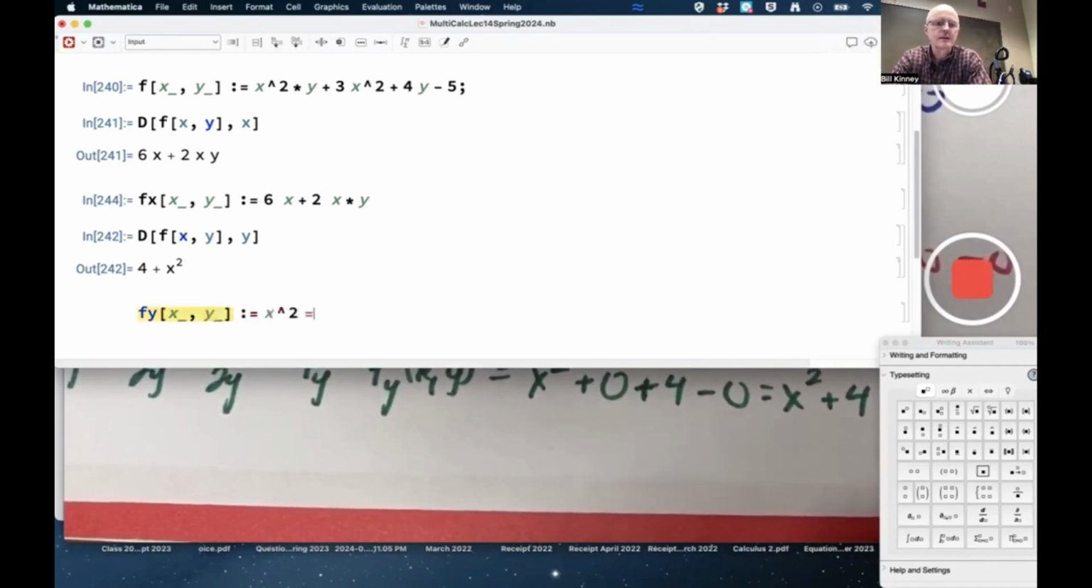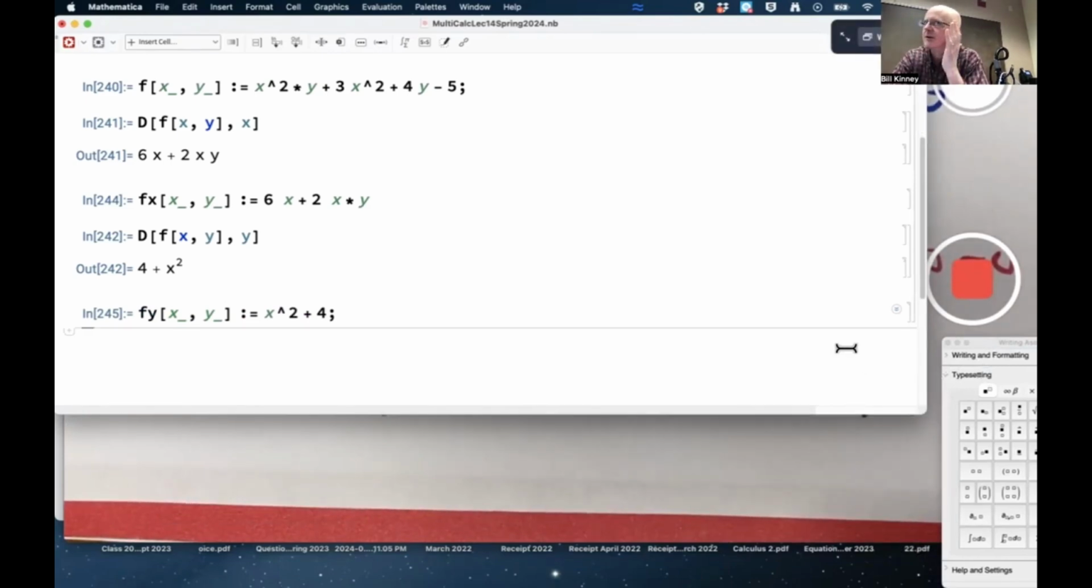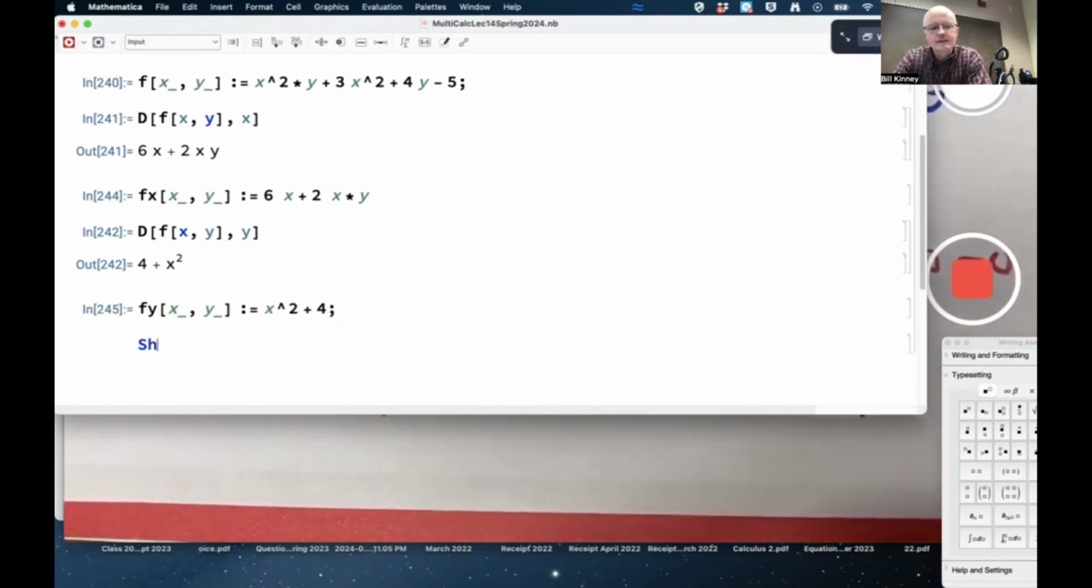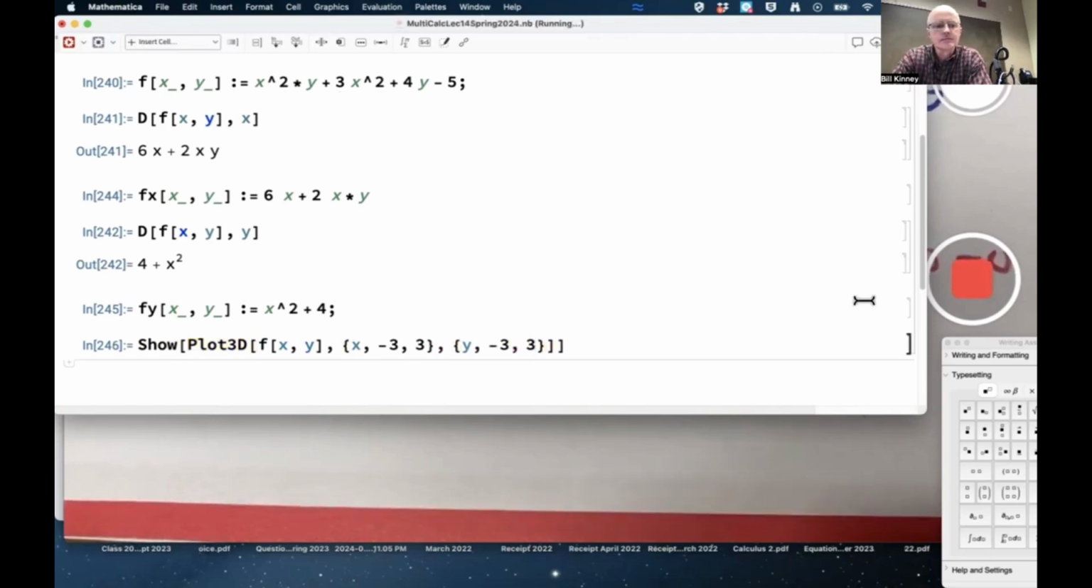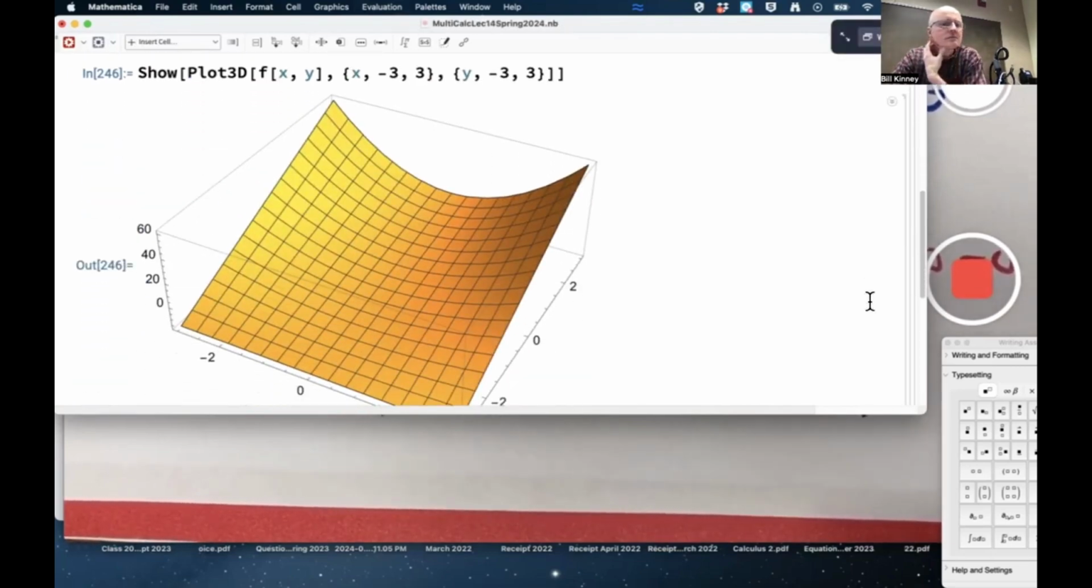I'll just type in this equation here. Okay, how do you interpret these things? Can they be interpreted as slopes and or rates of change? Yes, though you have to be careful. If I plot the original function, Plot3D, there's the graph. It's hard to say whether this is the most ideal domain.